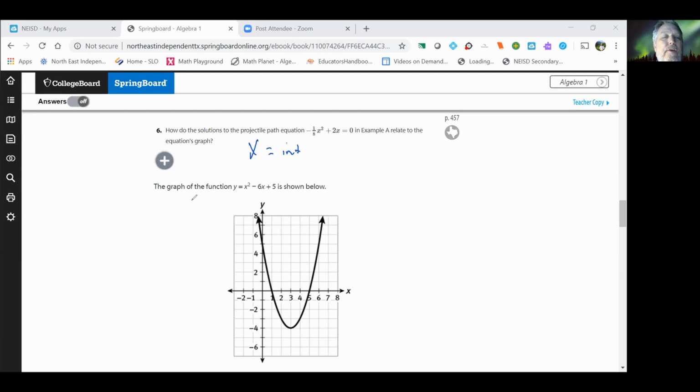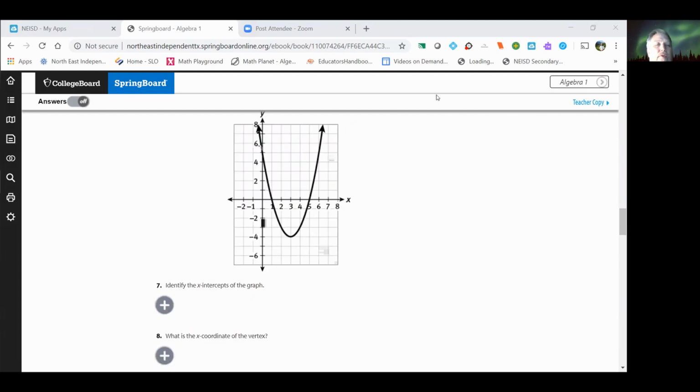The graph of the function y equals x squared plus or minus 6x plus 5 is shown below. Identify the x-intercepts of the graph. So as we look at the graph, we notice where the x-intercepts are. They're where they cross the x-axis, or where y is equal to 0. And so that's at x equals 1 and x is equal to 5.